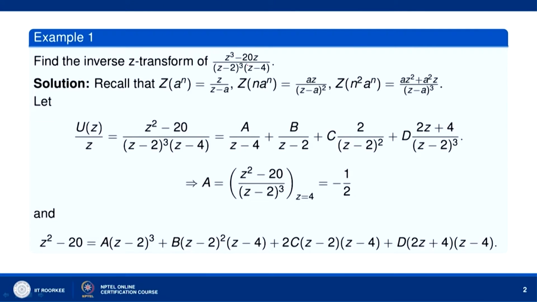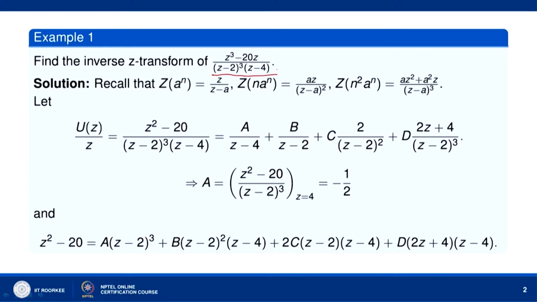Hello friends, welcome to my third and last lecture on review of Z transforms. In this lecture we shall discuss the inverse Z transform of some complicated rational functions and also we shall see how we can solve the difference equation, where while taking the inverse Z transform some complications might arise. So, let us first discuss the inverse Z transform of the rational function (Z cube minus 20Z) over (Z minus 2) whole cube into (Z minus 4).